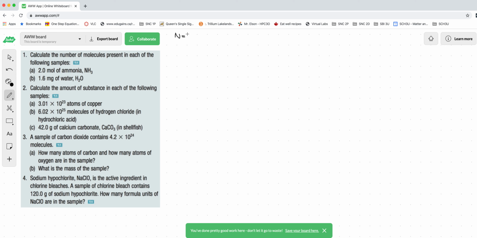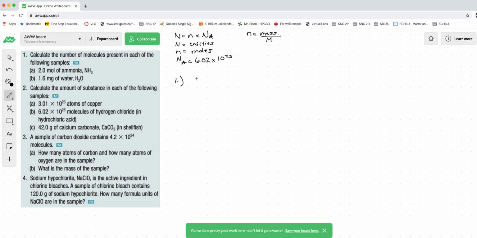Our entities formula looks like this, where N stands for entities. It could be molecules, atoms, whatever they ask you for in the question. N equals moles times Na, which we already always have, it's a constant, 6.02 times 10 to the 23. That is Avogadro's number. So if it was in molecules, it'd be the amount of molecules in 1 mole. And of course, moles equals mass over molar mass is our other one.